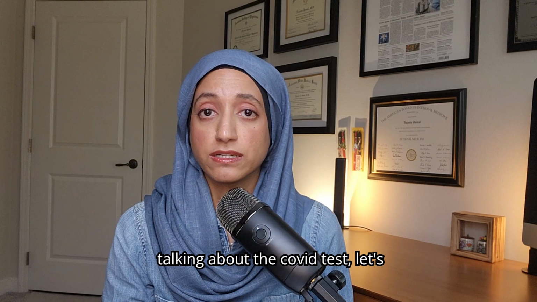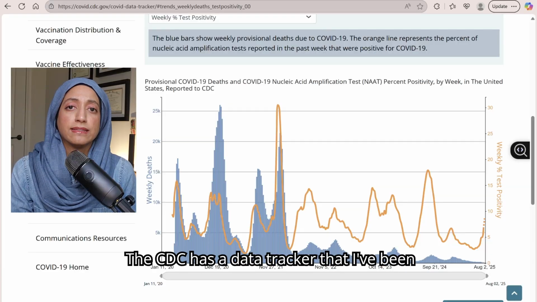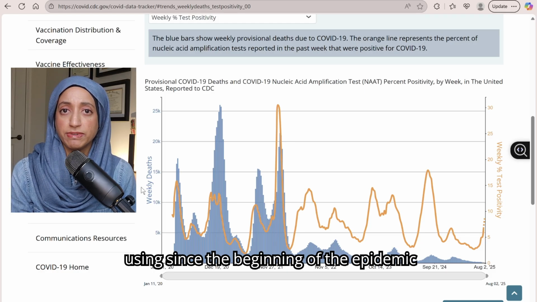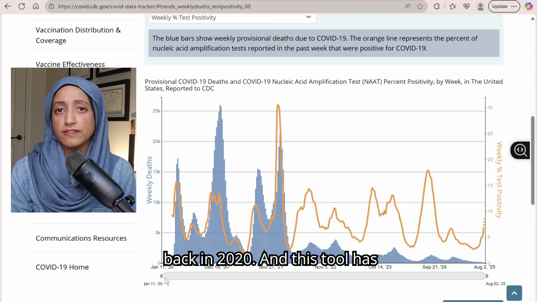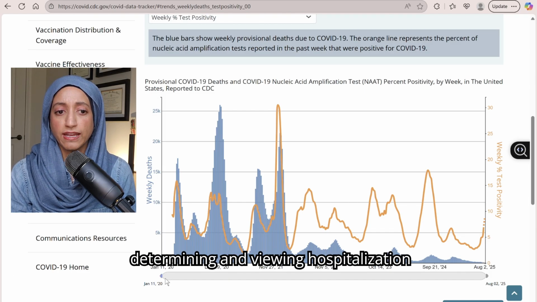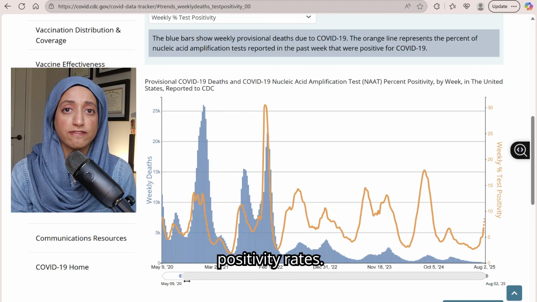Before we begin talking about the COVID test, let's briefly talk about the COVID disease. The CDC has a data tracker that I've been using since the beginning of the epidemic back in 2020. And this tool has been exceptionally helpful in determining and viewing hospitalization rates, mortality rates, and test positivity rates.